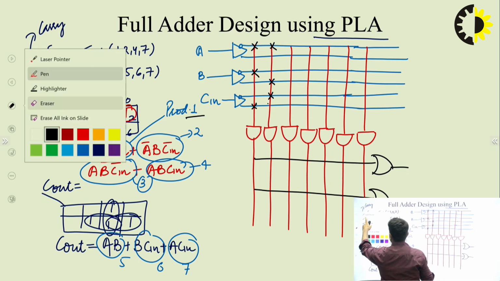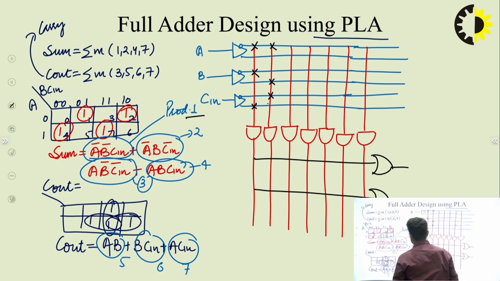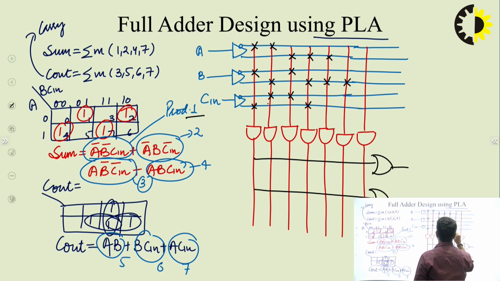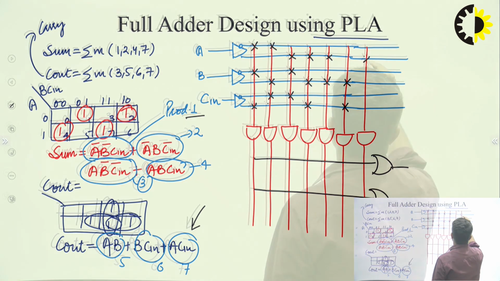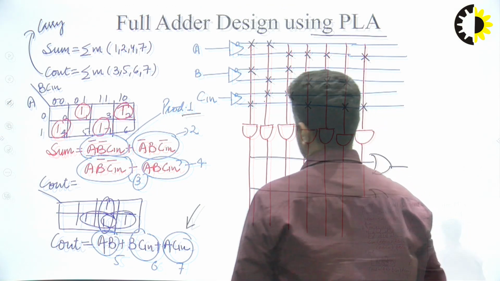Okay. Now the third product is A, B bar, C in bar. This is A, this is B bar, this is C in bar. The fourth product is A, B, C in. The fifth product is A, B. So this is A and this is B. Then B, C in. This is B and this is C in. Okay, this is C in here. Then the last product, this one, is A, C in. So this is A here and C in here. So these are the 7 products.